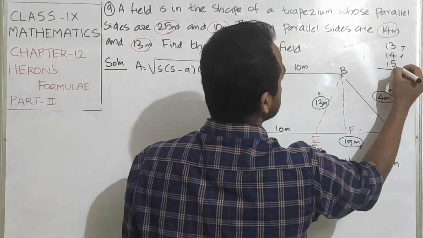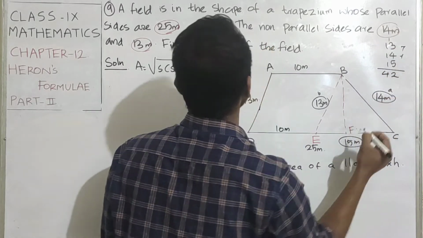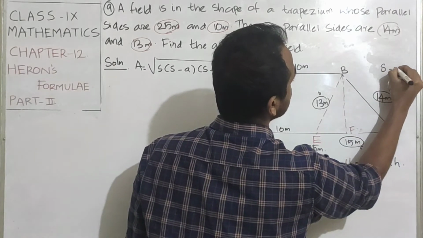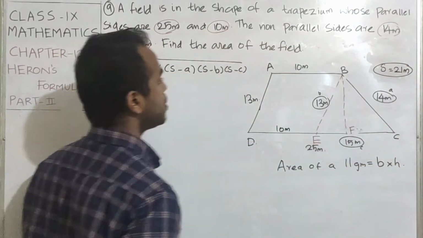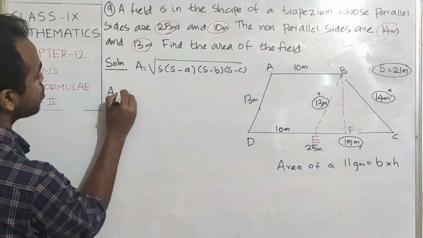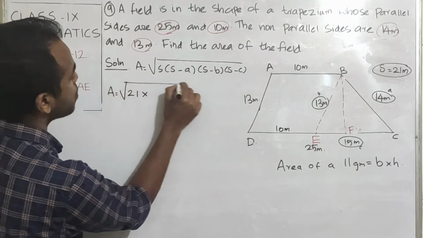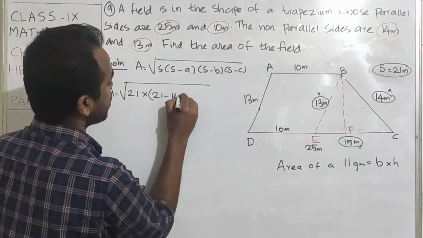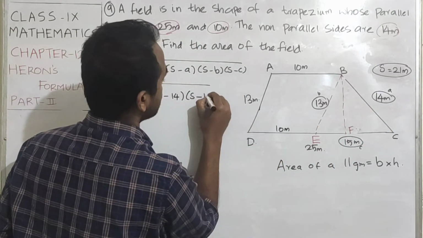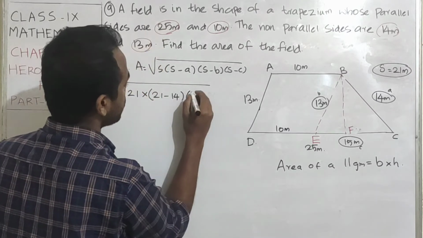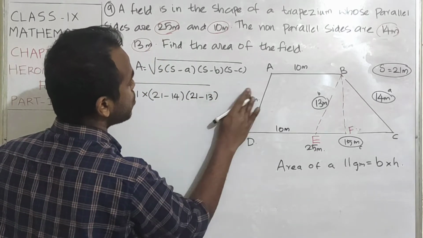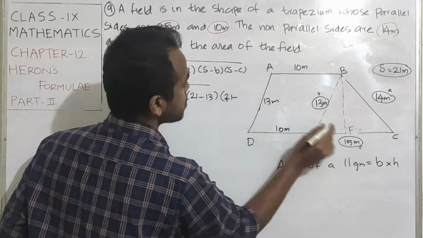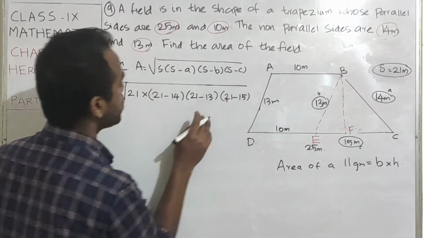What is 13 plus 14 plus 15? 3 plus 4 is 7, 7 plus 5 is 12, remainder 1. That is 42. So what is the semi-perimeter? You will get the semi-perimeter as half of 42, or s is equal to 21 meter. Now we will find the area, which is equal to root of 21 into, what is s minus a? 21 minus 14, into s minus b, that is 21 minus 13, into s minus c, that is 21 minus 15.